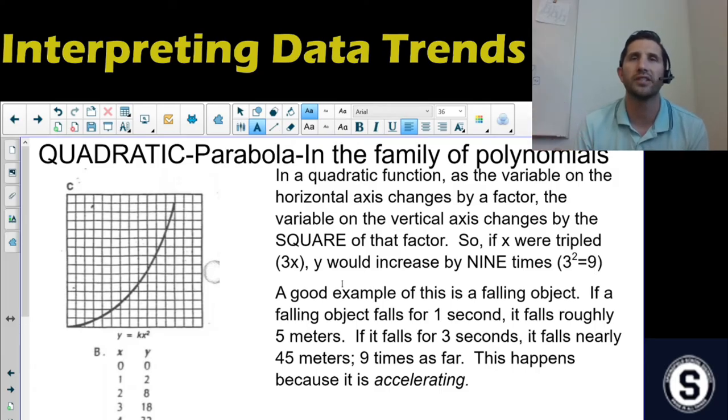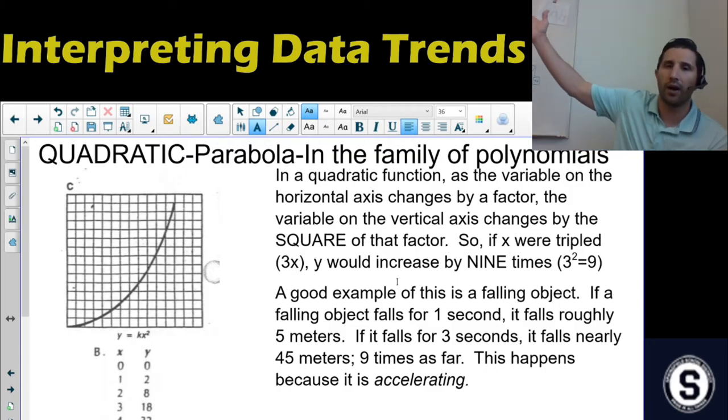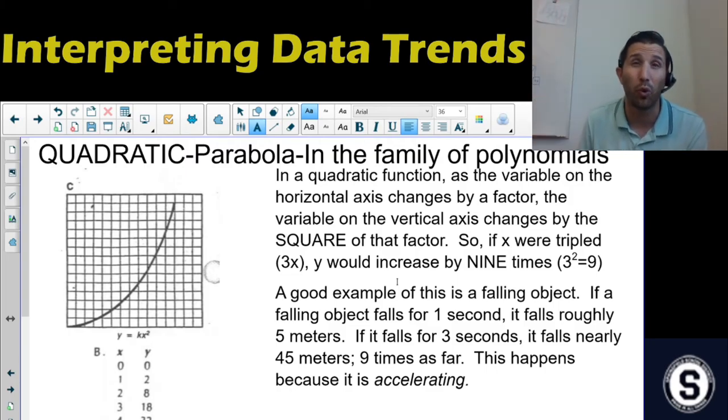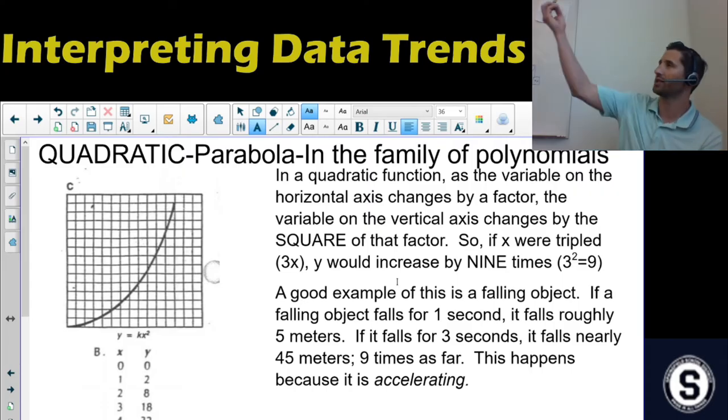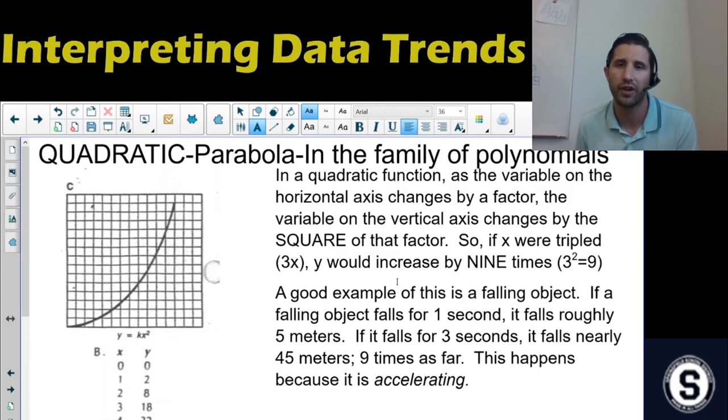Okay, so an example of something that does this is a falling object. Right? If I drop something and it falls for 1 second, it falls about 5 meters on Earth. A little bit less, but right around 5 meters. If I drop an object and I allow it to fall for 3 seconds, it falls 45 meters. All right, so it doesn't fall 3 times as far, it falls 9 times as far. And the reason why is because gravity is causing that object to accelerate, get faster and faster as it falls. So it's not going to fall the same distance every single second.